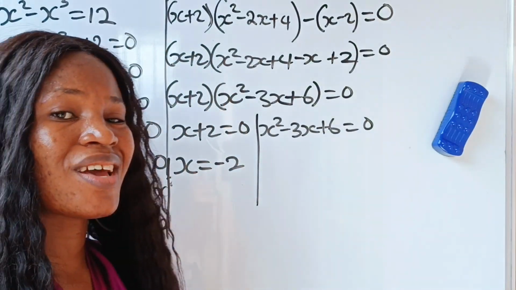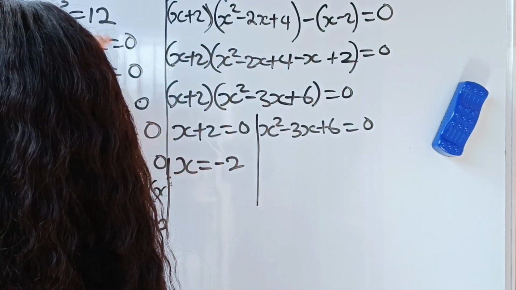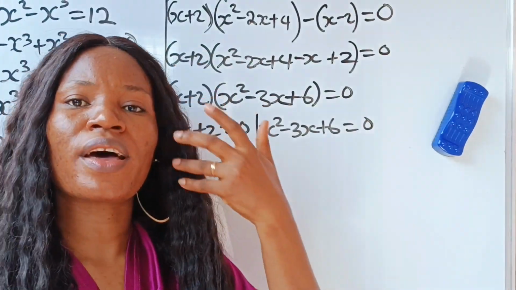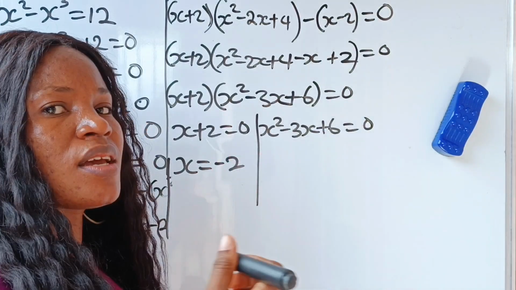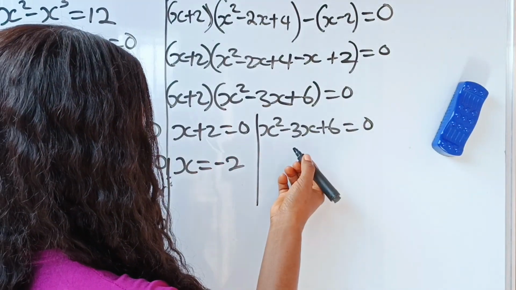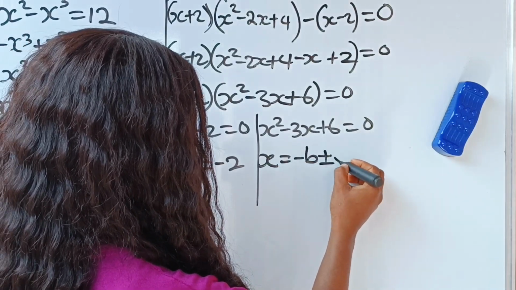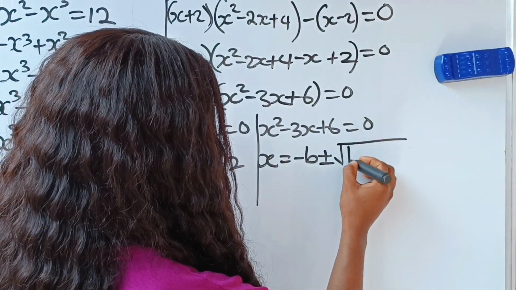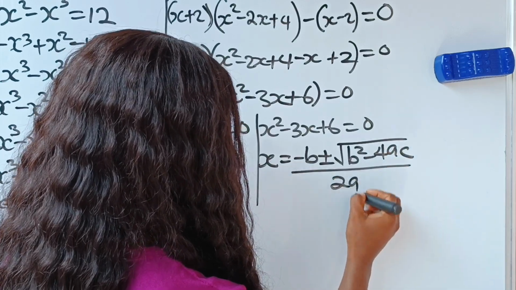I'd like you to stay to the end because we are going to substitute whatever we got into this particular equation to prove that it is correct. So using our quadratic equation formula, the quadratic equation formula states that x is equal to minus b plus or minus square root of b squared minus 4ac divided by 2a.